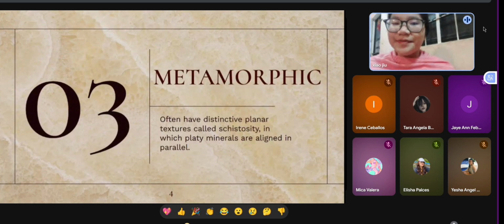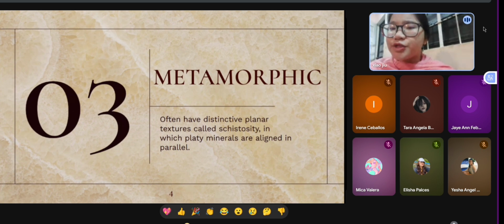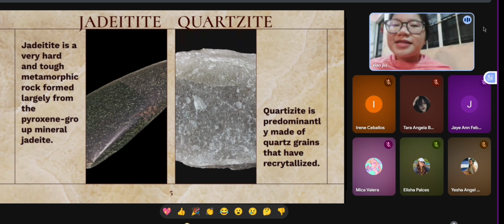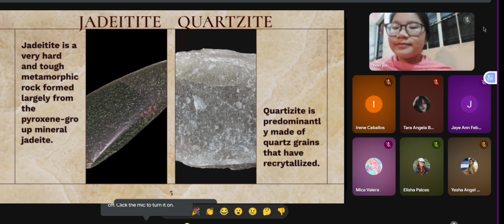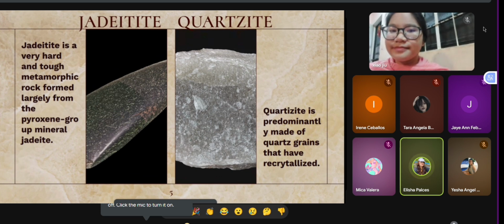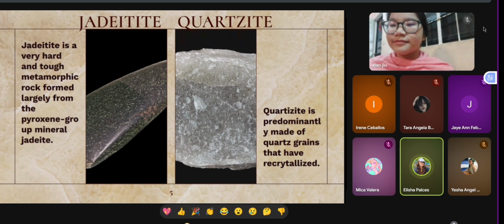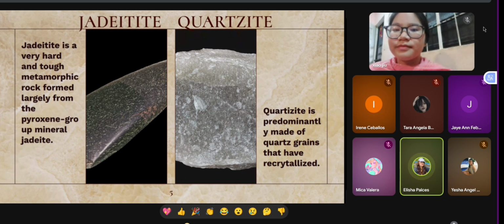Okay, next slide. Last but not the least, metamorphic rocks. These often have distinctive planar textures called schistosity, in which platy minerals are aligned in parallel. Okay, for the last slide. Lastly, Pulses, your turn. Jadeite is a very hard and tough metamorphic rock formed largely from the pyroxene group mineral jadeite, and quartzite is predominantly made of quartz grains that have recrystallized.